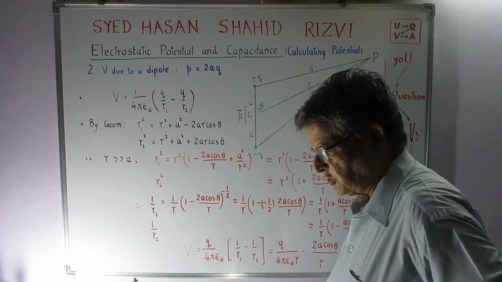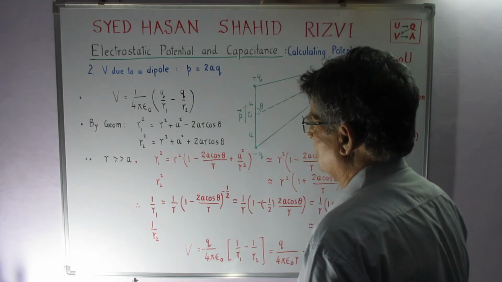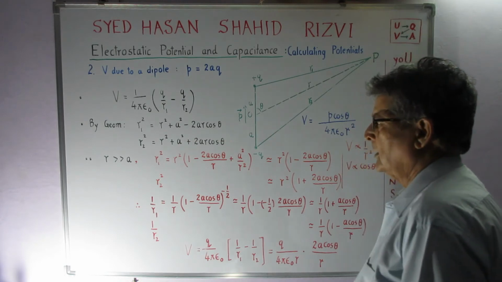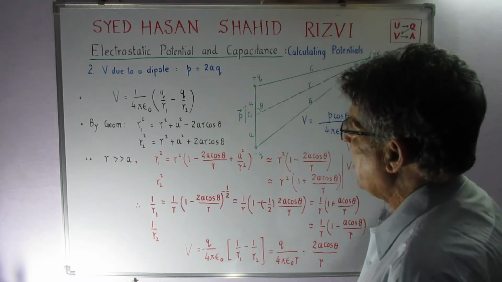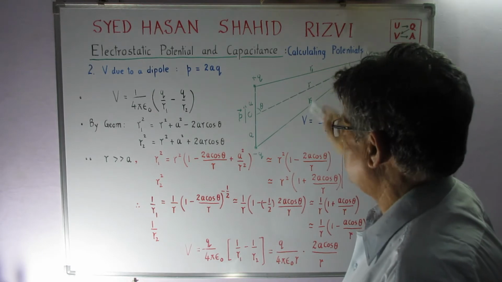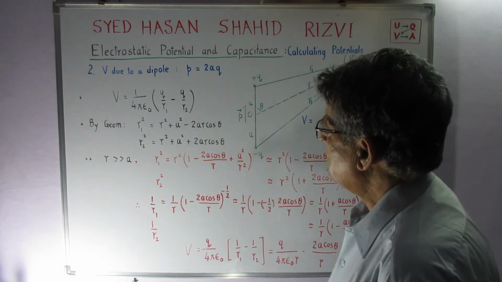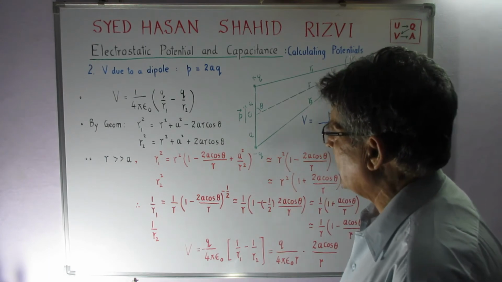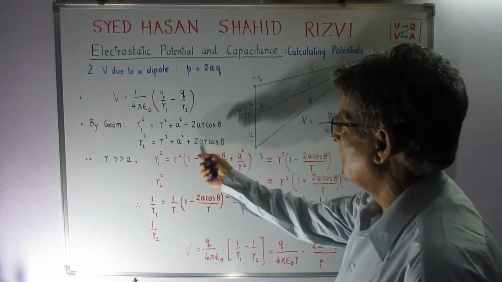Now the principle of superposition holds, and therefore we can add them up and we get capital V equal to 1 upon 4 pi epsilon naught, q upon r1 minus q upon r2. I could also take q outside, there is no problem. Now for this geometry that we have, we can get r1 square is equal to r square plus a square minus 2a r cos theta, and r2 square, which is larger than r1, is equal to r square plus a square plus 2a r cos of theta.